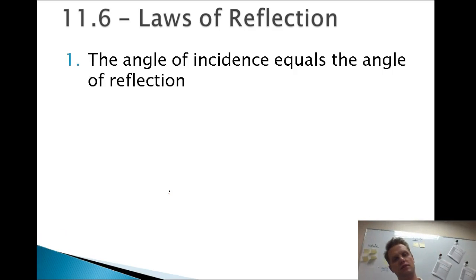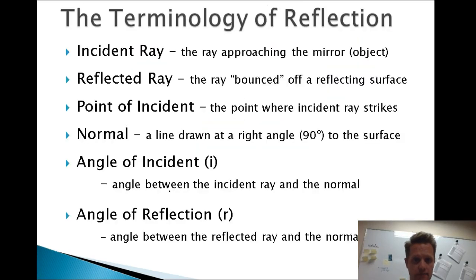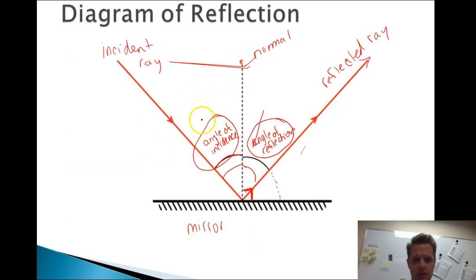So the law of reflection is this. The angle of incidence is always equal to the angle of reflection. And the incident ray, reflected ray, and normal all lie on the same plane. This means that this angle that I've circled here, the angle of incidence, is always equal to the angle of reflection.